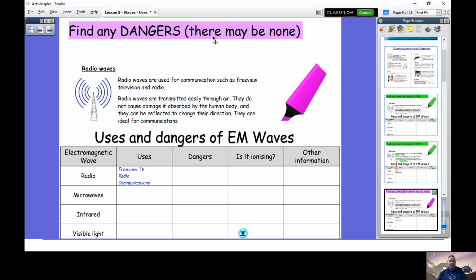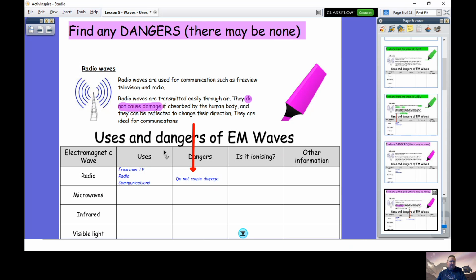So I have put a note there saying there may be no dangers from some of these waves. And actually, as I skim through these, I can see it says there that radio waves do not cause any damage in the human body. So there aren't really any dangers of radio waves.